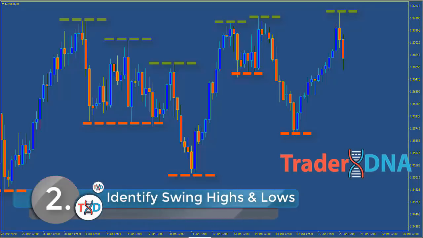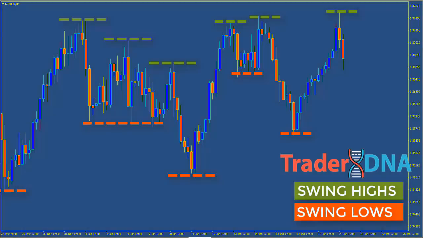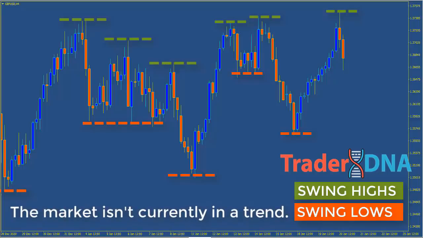at those areas again. So, I want you to put a line at every top and low you see on your chart. The important thing here is to draw a simple line at all lows and highs. It shouldn't be very subjective. The powerful aspect of this step is that you will be able to easily determine whether the market is in a trend or not, since you will see the highs and lows. As you can see on this chart, the market isn't currently in a trend.